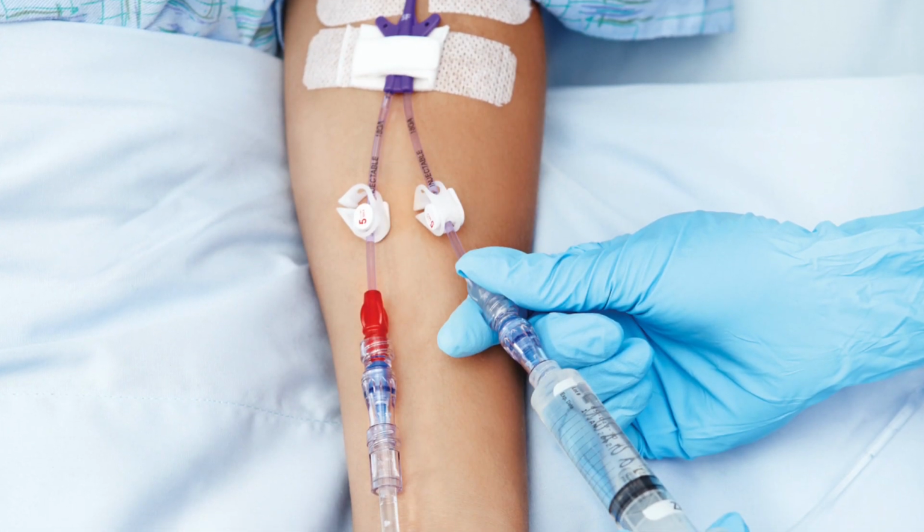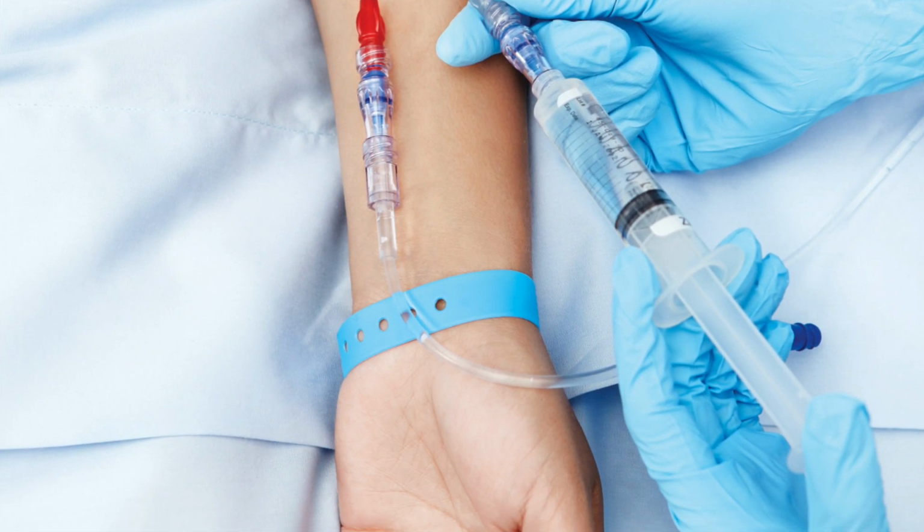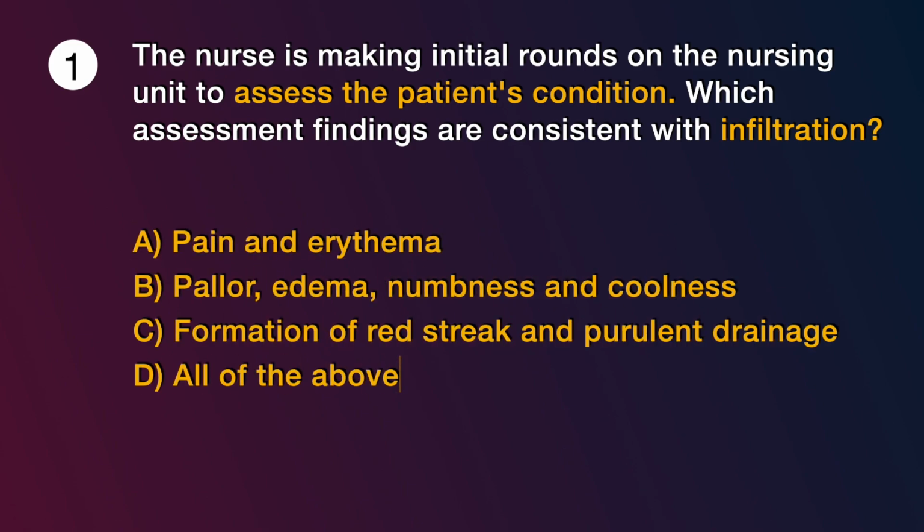Now we will discuss important nursing situations related to intravenous therapy. Question number 1. The nurse is making initial rounds on the nursing unit to assess the patient's condition. Which assessment findings are consistent with infiltration? Options are pain and arrhythmia, pallor, edema, numbness and coolness, formation of red streak and purulent drainage, all of the above. So the correct answer is B, pallor, edema, numbness and coolness.